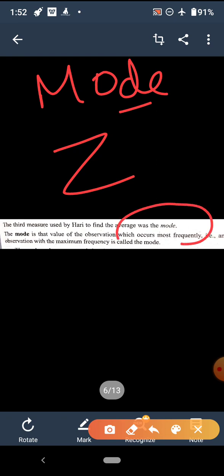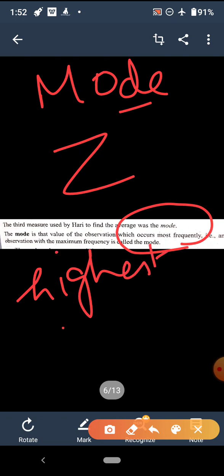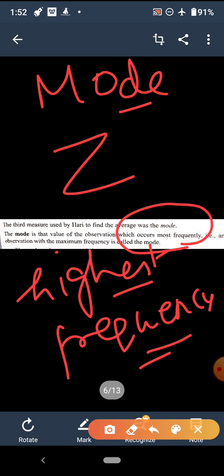Now the next topic is mode. The third measure used is mode. Mode is represented by Z. Mode means the most frequent value, so the variable having the highest frequency. The variable having the highest frequency is called mode.